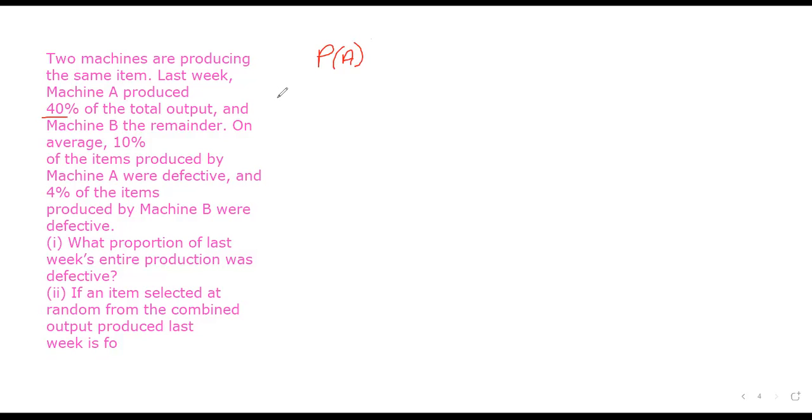Machine A, 40%, so put 0.4. What is the remainder for machine B? 60%, which is 0.6.